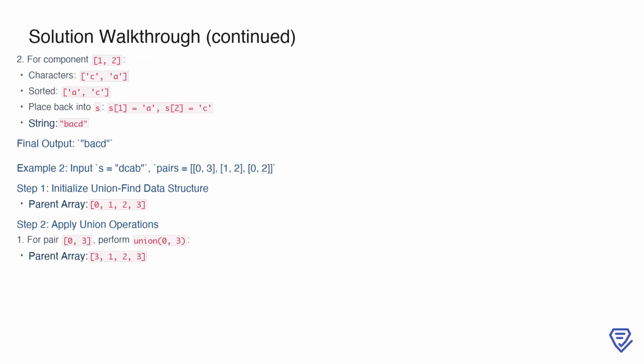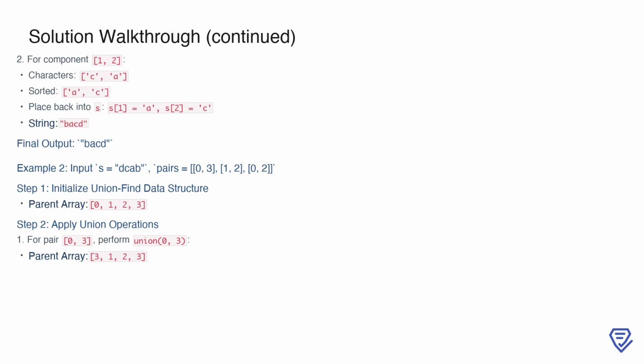For the second component, 1, 2, the characters are C, A. Sorting these gives A, C. We place these sorted characters back into the string, updating S[1] to A and S[2] to C. The string now becomes backed. With all components processed, the final output for this example is backed.